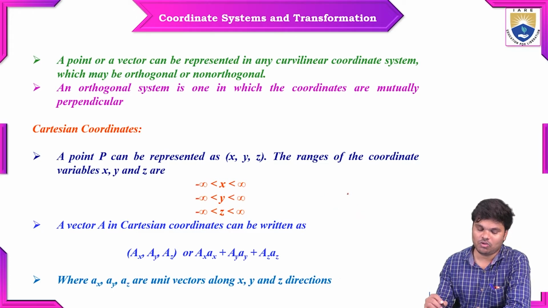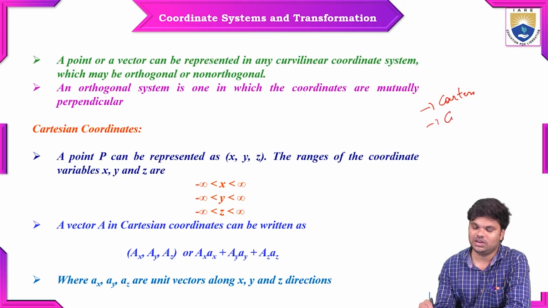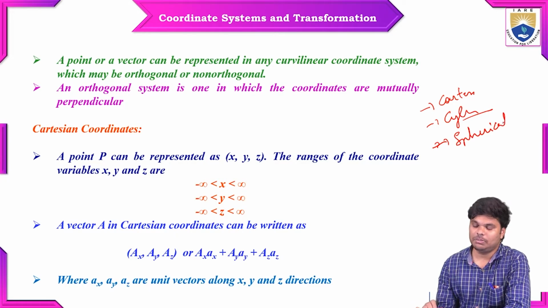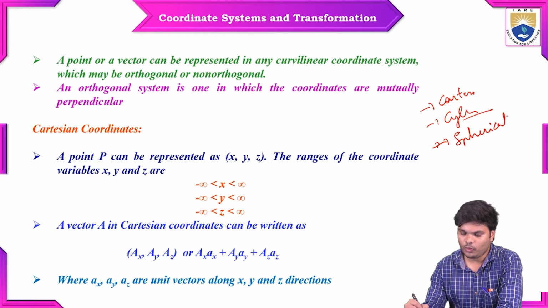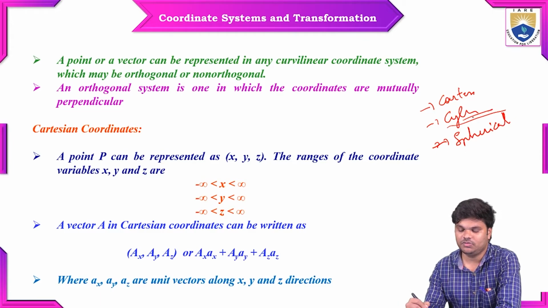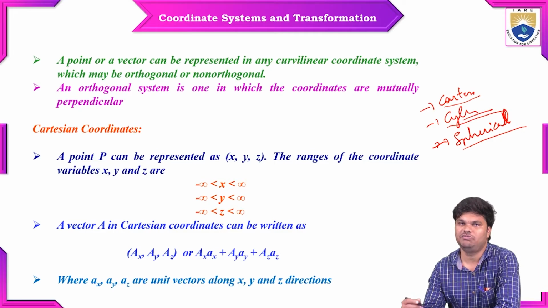Generally, we have three types of coordinate systems. One is the Cartesian coordinate system or rectangular coordinate system, the other one is the cylindrical coordinate system, and the third one is the spherical coordinate system. Sometimes we get results easily when we use the cylindrical coordinate system. Sometimes we can derive things easily using the spherical coordinate system, and sometimes using the Cartesian coordinate system. So depending on the type of the problem, you should choose which coordinate system is the best fit.